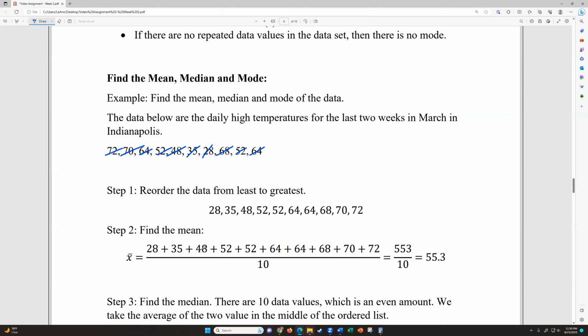Find the mean. Since I've already got it in order, I just typed them in order. I added all of the numbers in my list, dividing by the 10 different values. So this is 553 divided by 10, or 55.3. That would be my mean, my X bar.